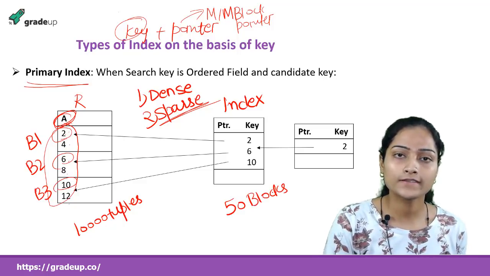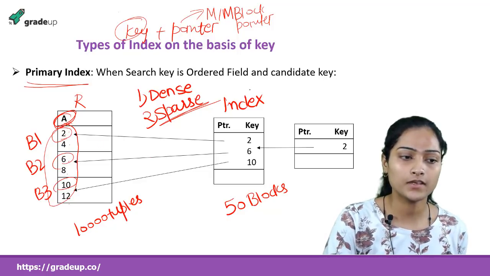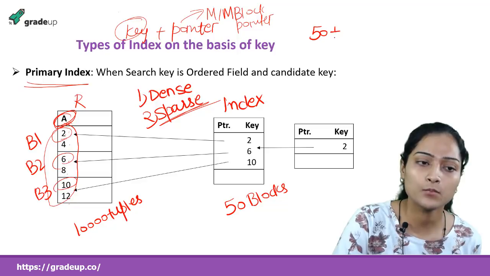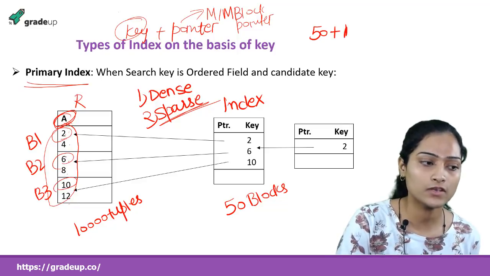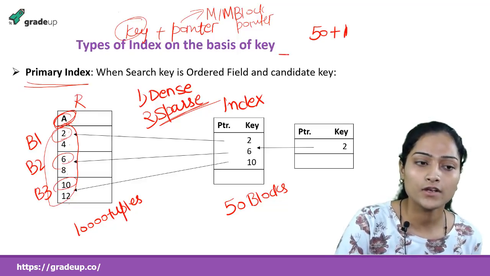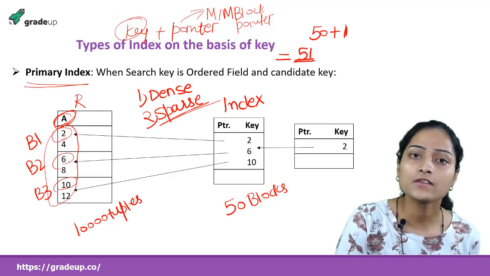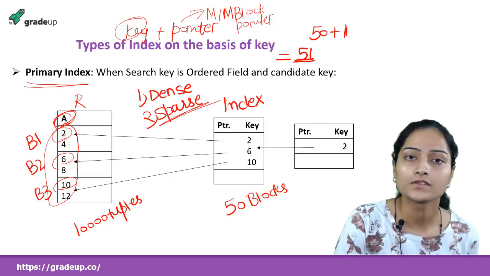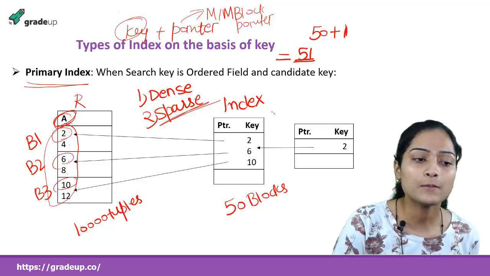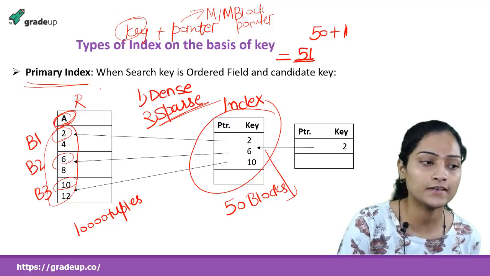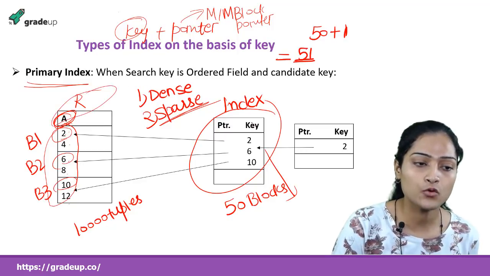So if you want to access your data using this primary index, what will you access? First of all, you will access these 50 blocks, then one more block for actual access of data. Then you are going to access 51 blocks. But I still want to reduce this particular cost. What am I going to do? I will apply indexing over the index table. Now I have applied the indexing on our relation, and I am going to apply indexing on this index table.